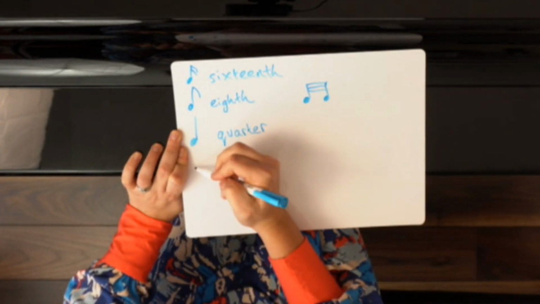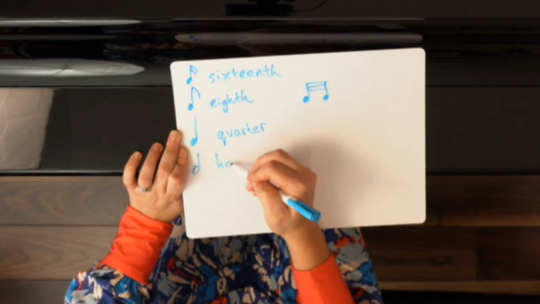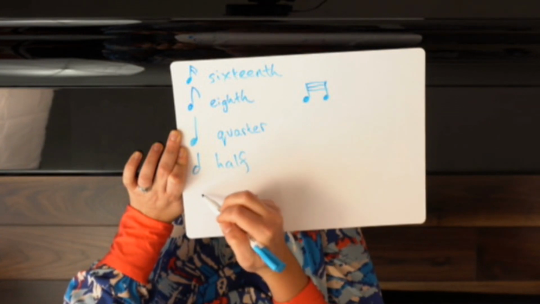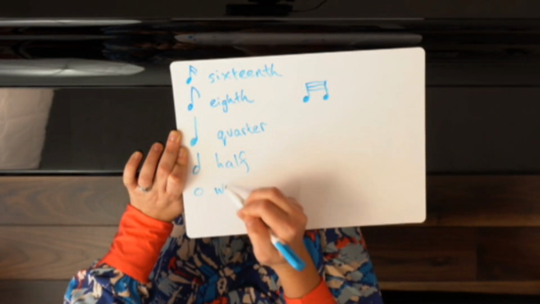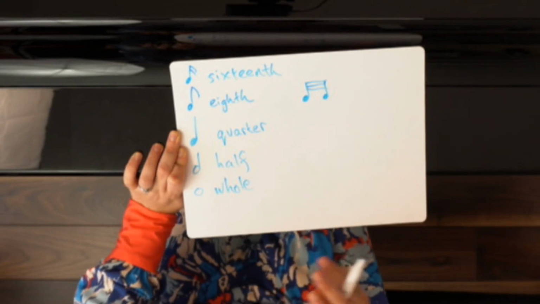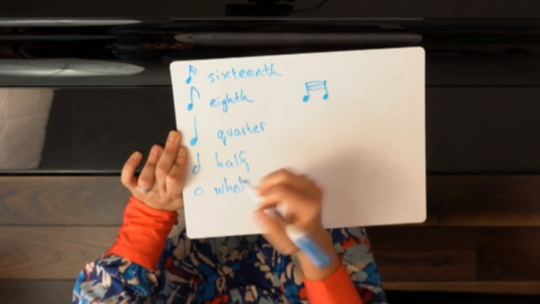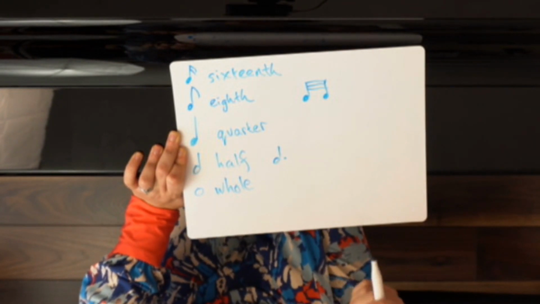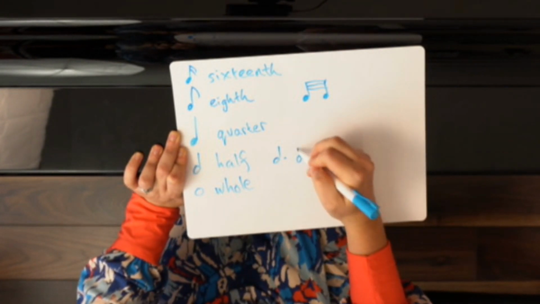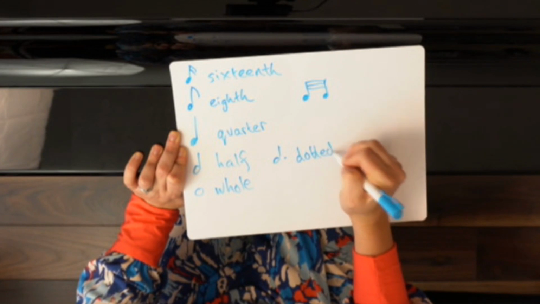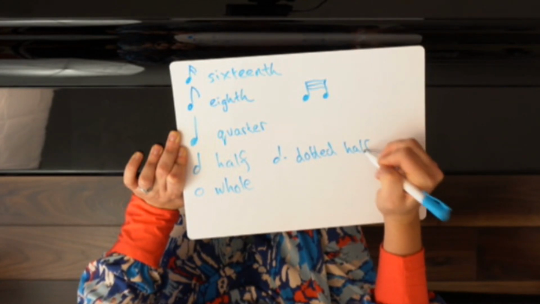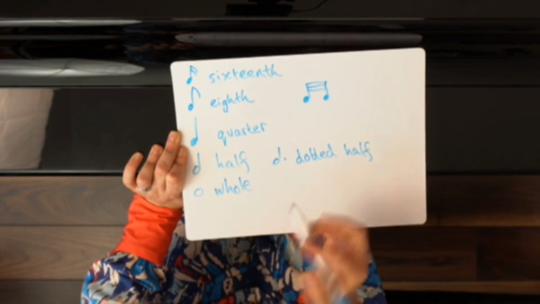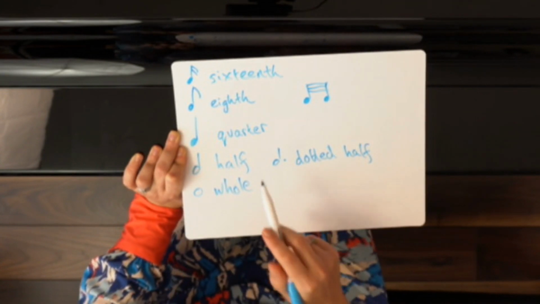Up from the quarter note, we have a half. And then we have a whole. Now sometimes we add dots to notes. The most common one you see, probably, or encounter at first, is a dotted half. And that's 3 beats.